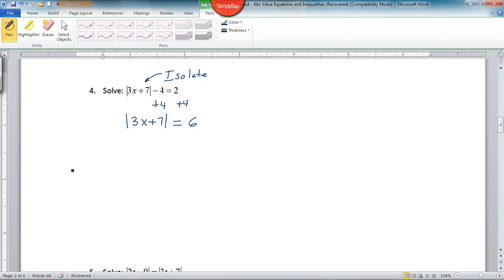Alright, so now we have a scenario where we can set this equation up into two separate equations. We're going to go with 3x plus 7 equals 6, and we're also going to do 3x plus 7 equals negative 6. Solve those two equations out, and we will have our solutions.